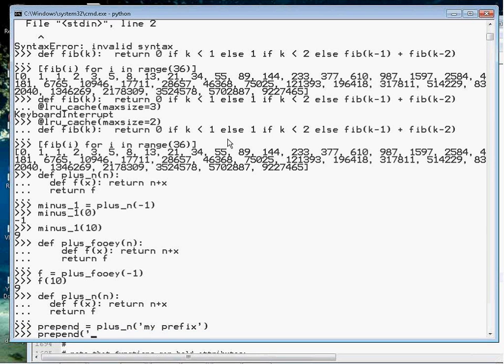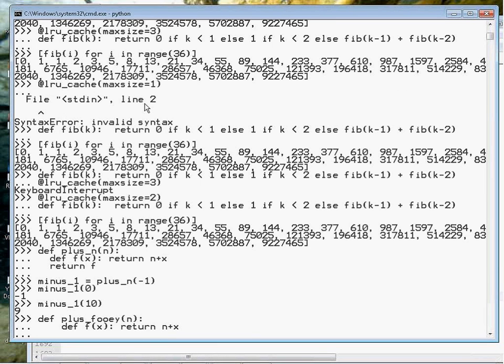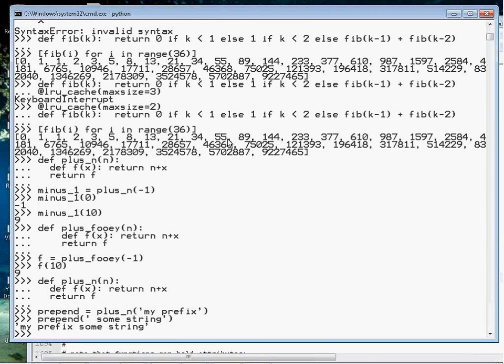Because plus is overloaded, plus for strings is different than plus for numbers. Plus for strings is concat.